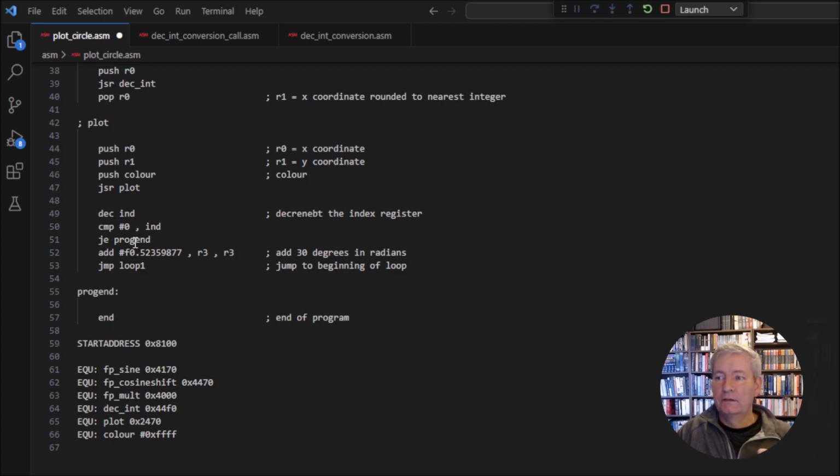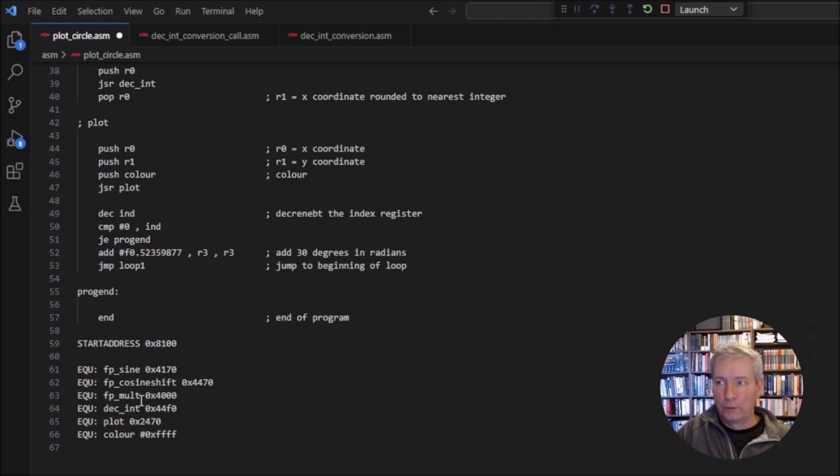Now if it hasn't, then what we're going to do is add the value of 30 degrees on, so that the next one that comes in is going to be 30 degrees. So the first one that comes in is 0, the next one will be 30, it'll run through the code, and then it'll be 60, and then it'll be 90. And it'll continue through this until the index register is counted down to 0. At that point, it's going to jump to the end of the program, and that will be us finished.